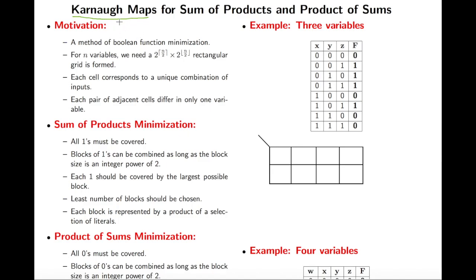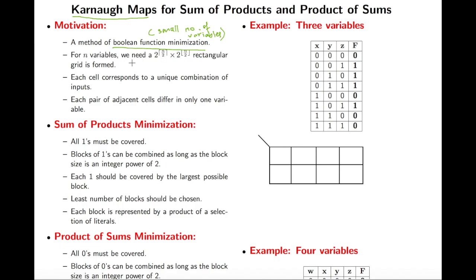The motivation is that this is another method of Boolean function minimization which works for a small number of variables. And then the Quine-McCluskey method, which we talked about earlier, works for a relatively large number of variables.